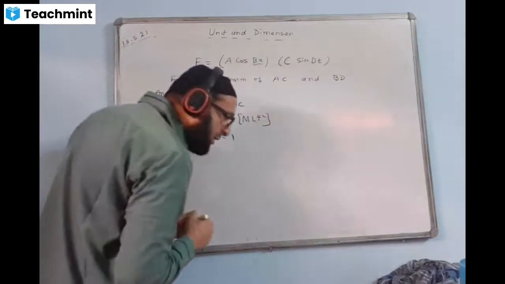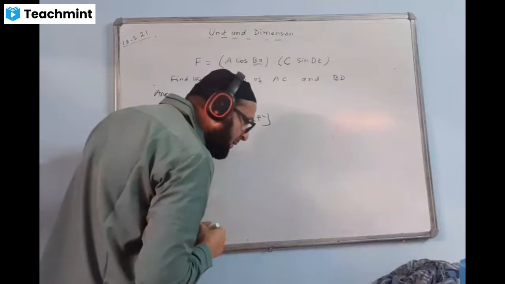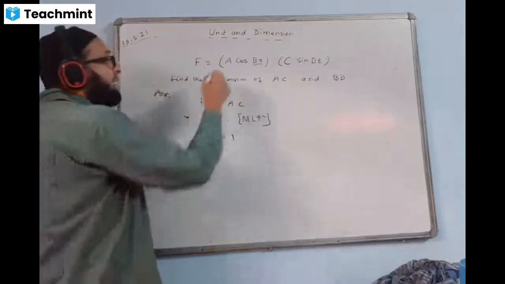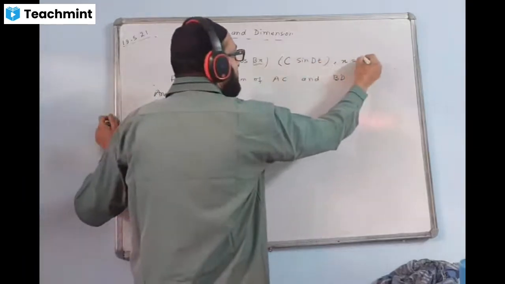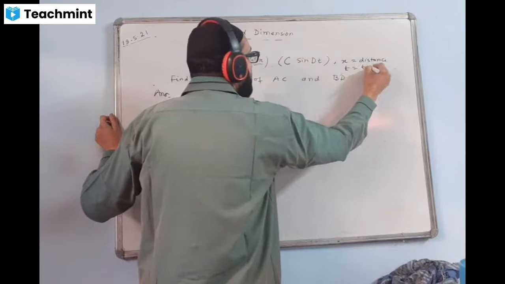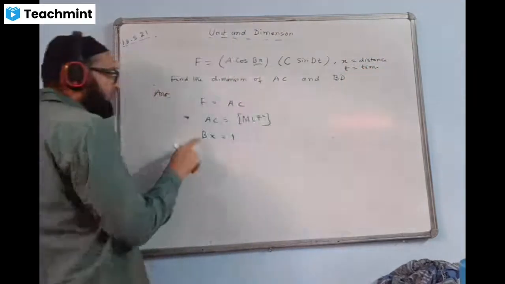Here in the question they were saying X is... I forgot to mention, X is distance and T is time. They have mentioned that X is distance and T is equal to time. It is mentioned in the question. So BX is equal to 1.